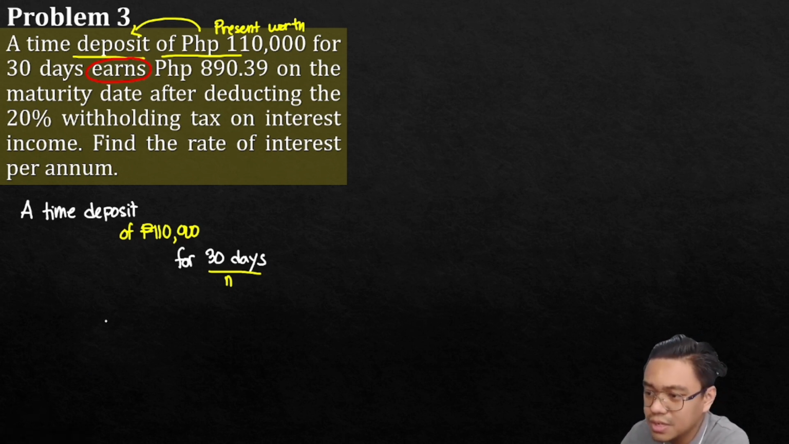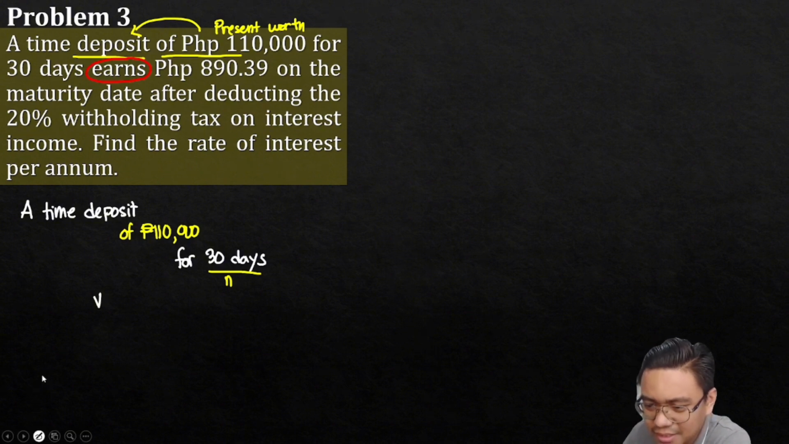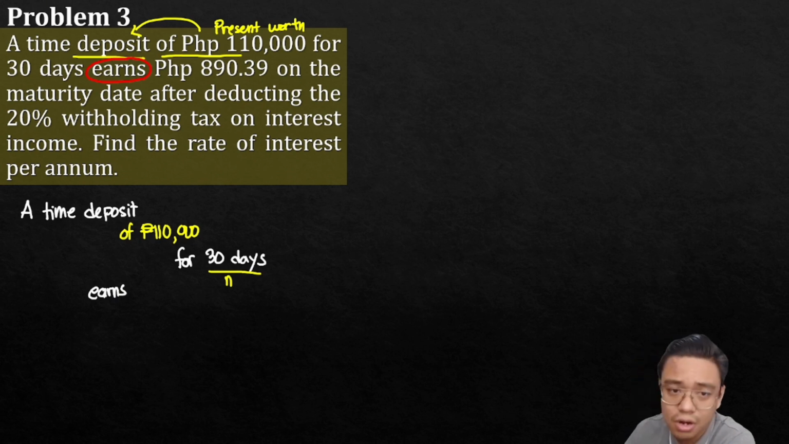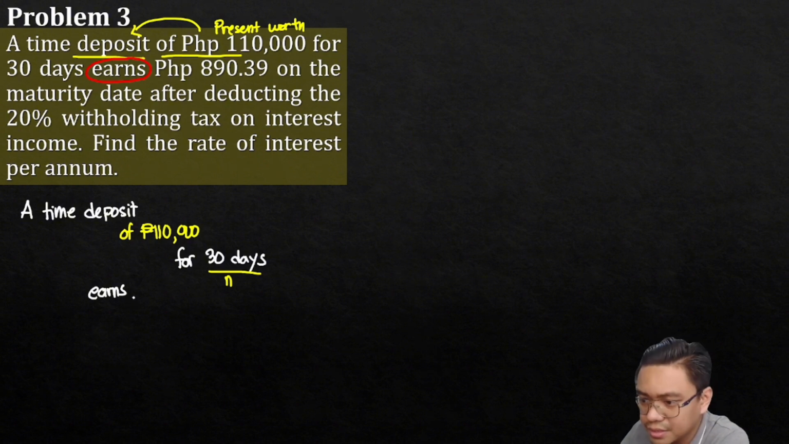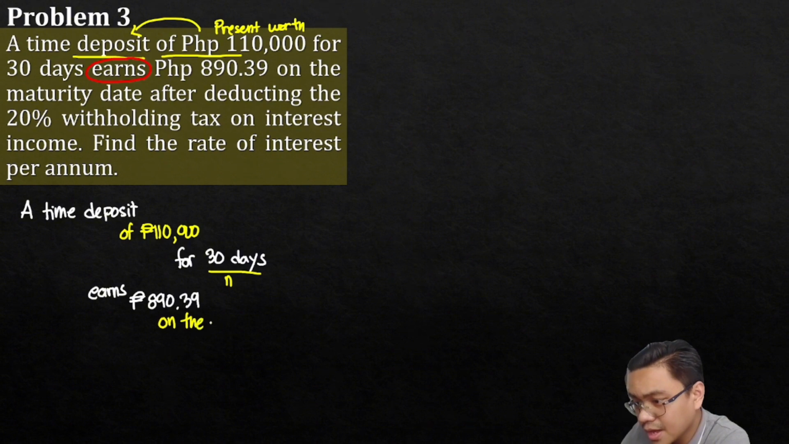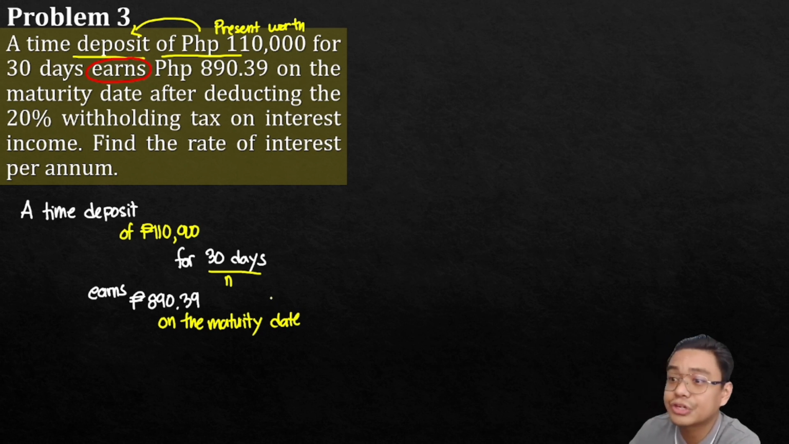I'm just showing you. You have here the verb. Ito yung sa SVO natin. Napaka-importante na maintindihan natin at this level. So, you have the earns. There, obviously, that is your verb. Earns what? Ito yung object natin. Earns 890.39 pesos on the maturity date. So, nag-earn daw siya on the maturity date. Ano yung maturity date natin? You're talking about the 30 days.